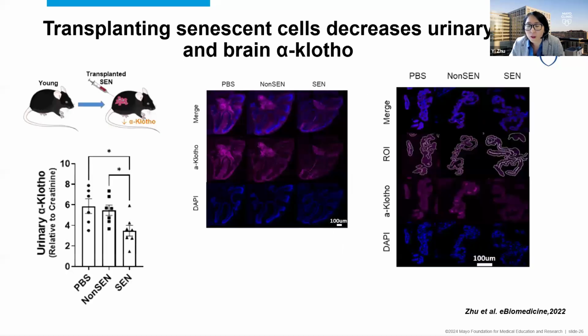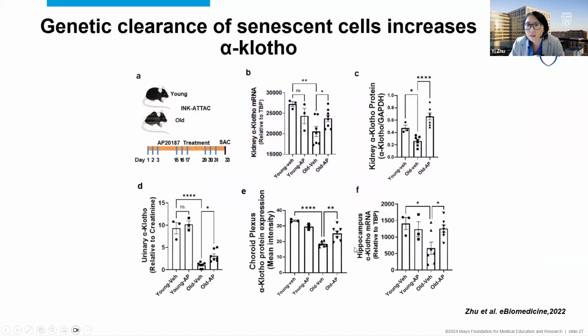And then we also tested whether senescent cells can decrease alpha-klotho in vivo. We transplanted senescent cells into healthy mice, and indeed we found, in urine and in the brain cerebellum and choroid plexus, a significant reduction of alpha-klotho in the senescent cell transplanted mice. And then we asked, if we target senescent cells, maybe we can restore alpha-klotho.